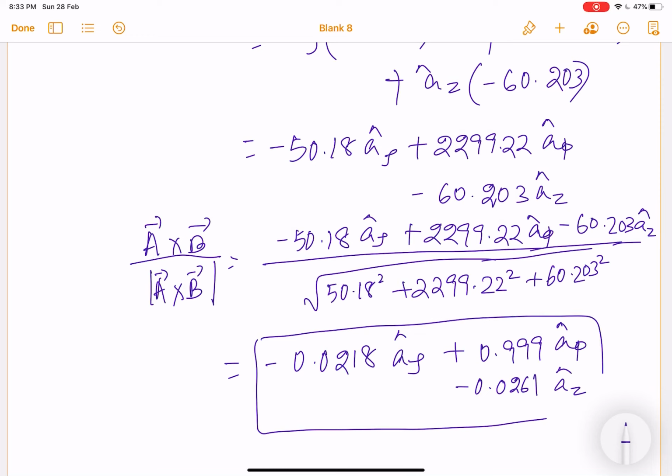This is my answer to this last question in cylindrical coordinates. I took out a unit vector that is perpendicular to both A and B. Okay, thank you for this video.